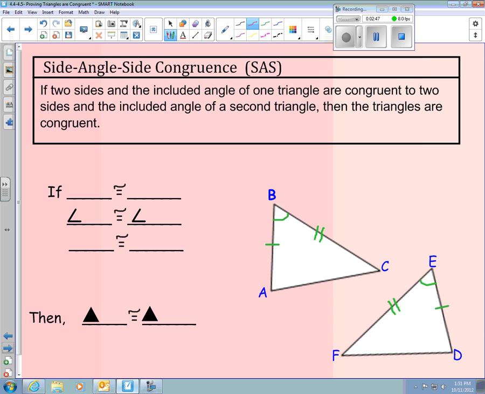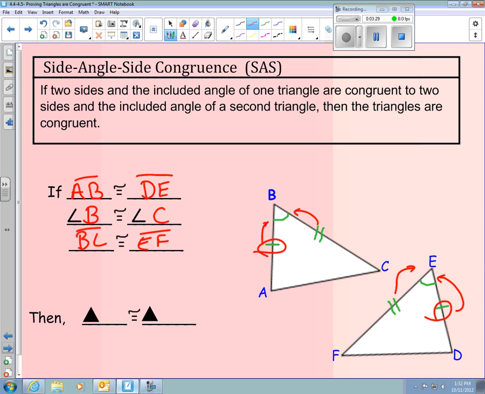If two sides and the included angle of one triangle are congruent to two sides and the included angle of a second triangle, then the triangles are congruent. So that's saying if we have a side like AB and it's congruent to DE, and we see that by their congruent markings, and angle B is congruent to angle E. This is what it means when it talks about the included angle. Notice that B is between those two sides and E is between those two sides. That's that included angle. And our other side, BC, is congruent to EF.